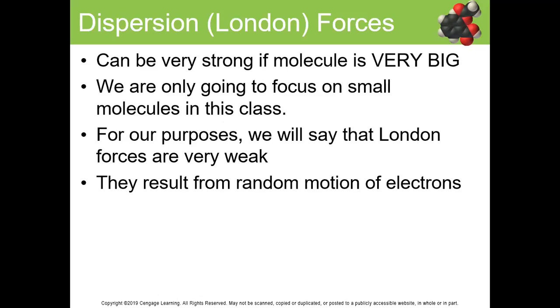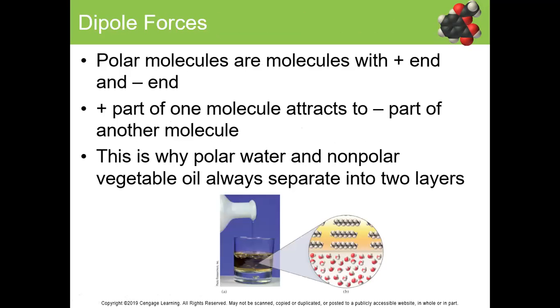So London forces can be very strong if a molecule is very big. When you take organic chemistry, for instance, you're going to talk about London forces of big molecules versus small molecules. And when you take biochemistry, you'll talk about big molecules versus small molecules. Here in World of Chem, all we're going to do is focus on our small molecules. Okay, so because we're only focusing on small molecules, we're going to say London forces are very weak, and they result from the random motion of electrons. Now, I have a video on YouTube on my channel that really gets into how this works, and I would rather you just go watch that video because it's a 3-minute discussion that gets it pretty straight to the point.